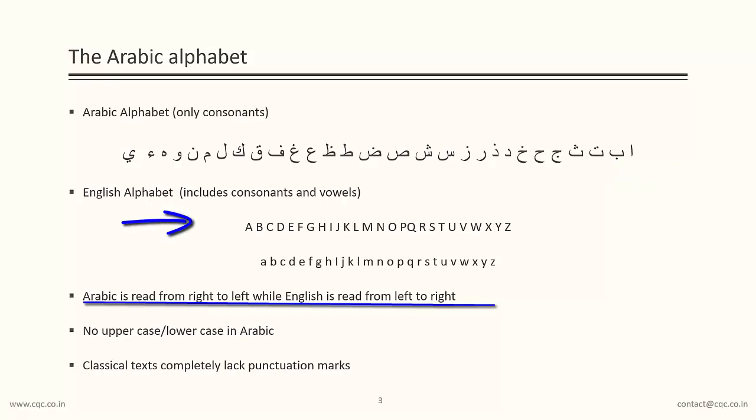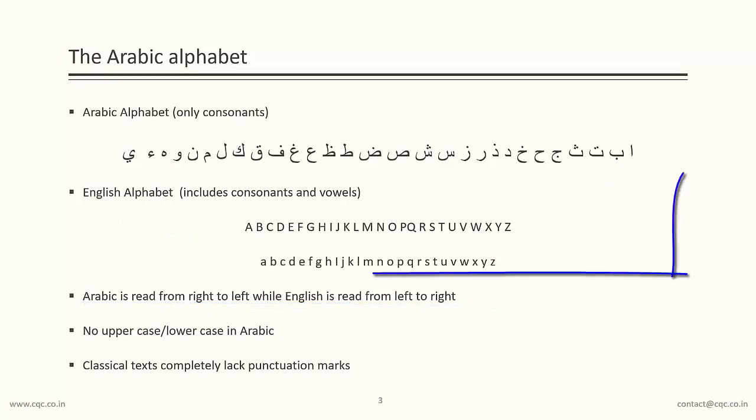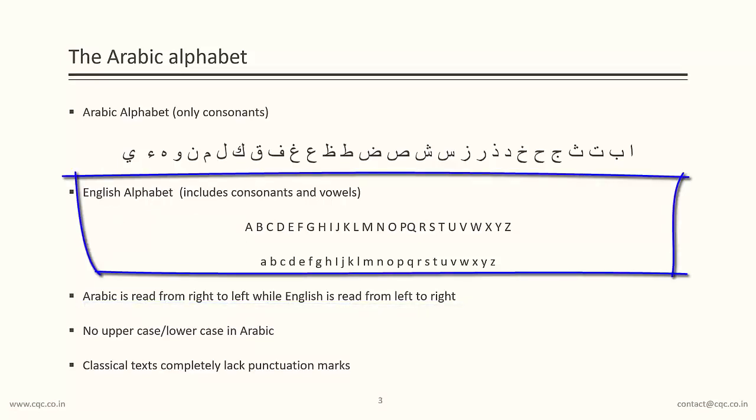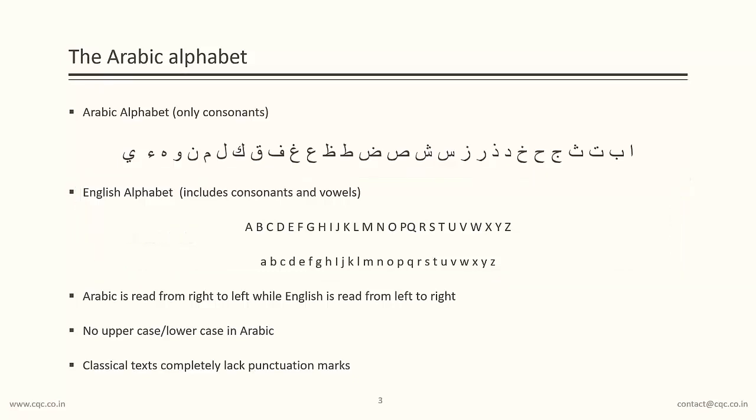Another important thing to note is that the English alphabet includes consonants and vowels both in the alphabet. So you see A, E, I, O, U, all these vowels are already part of the English alphabet and they are included within the alphabet of the English language. Whereas in the Arabic alphabet, the vowels are outside the Arabic alphabet, they are not part of the Arabic consonants.